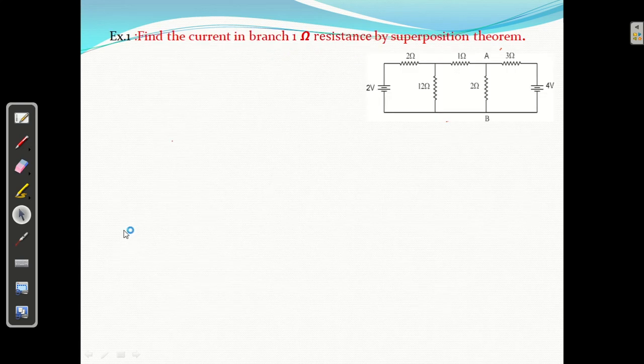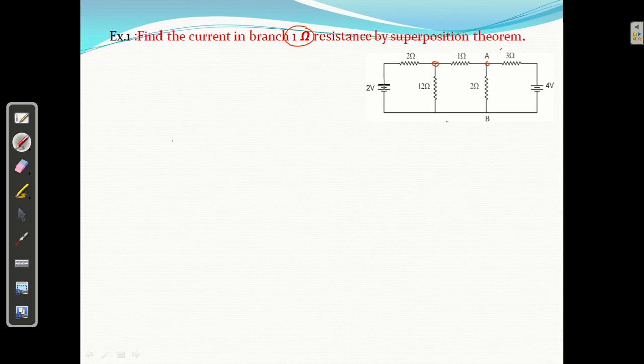I'm solving one numerical, only one numerical I'm taking, and in the next presentation I will take a few more numericals based on the superposition theorem. Right. Now here, find the current through the 1 ohm resistance by SPT, the superposition theorem. So the first step is what? We will remark the current through this branch only. No need to remark everywhere. I am remarking here only.